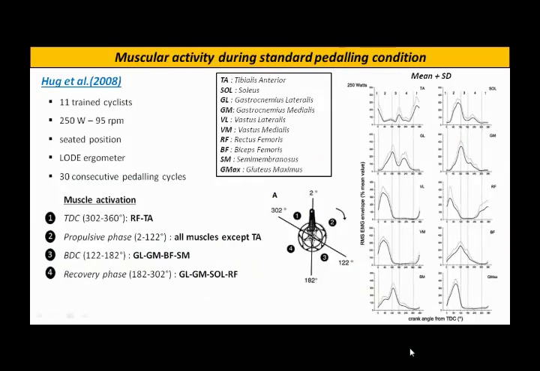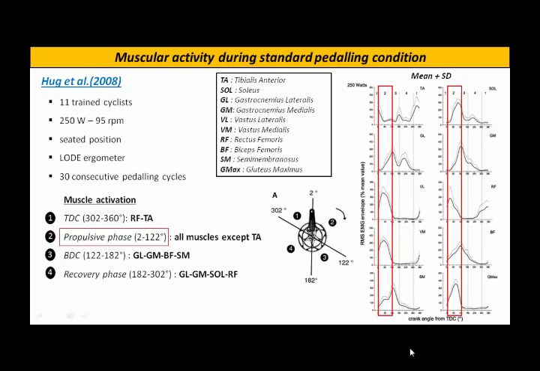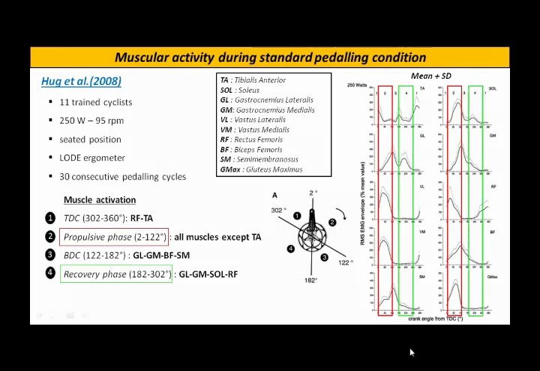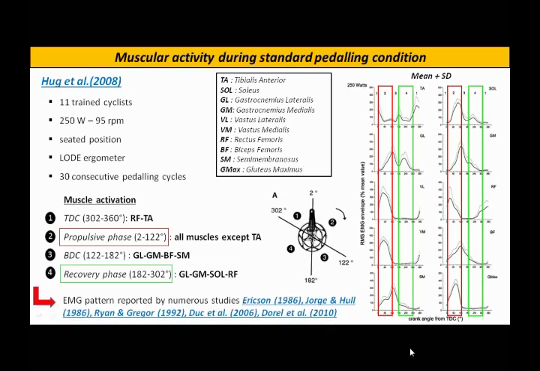On this slide, you can see the curves of the EMG pattern of activity during the crank cycle for the main muscles involved during pedaling. These data were obtained in 20 cyclists who rode in a seated position on a loaded ergometer at a power output of 250 watts with a pedaling cadence of 99 RPM. During the propulsive phase, in red, all the muscles are activated except the tibialis anterior. In contrast, during the recovery phase, only the hip and ankle flexors are recruited.